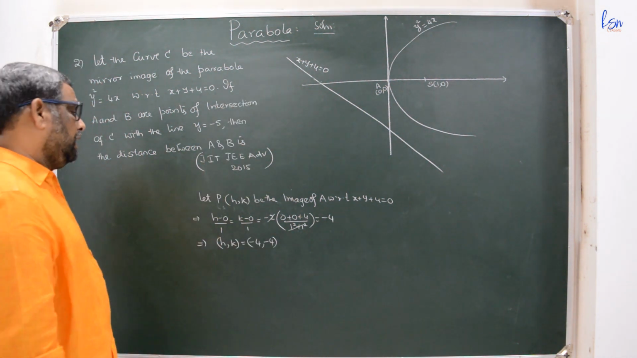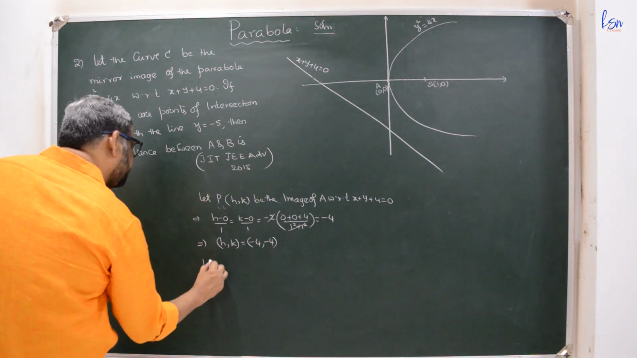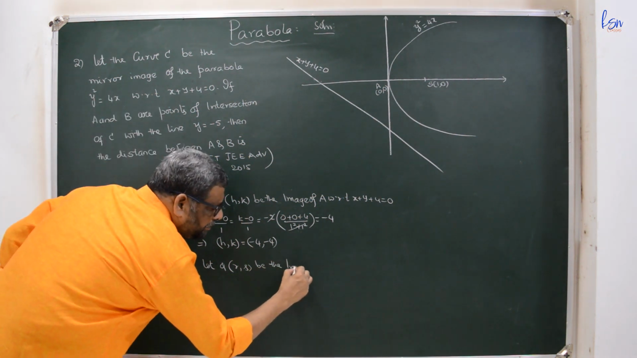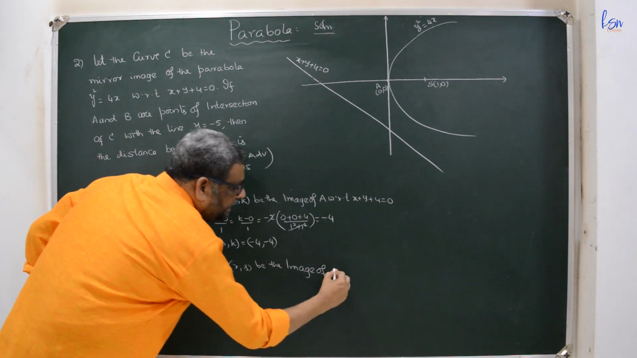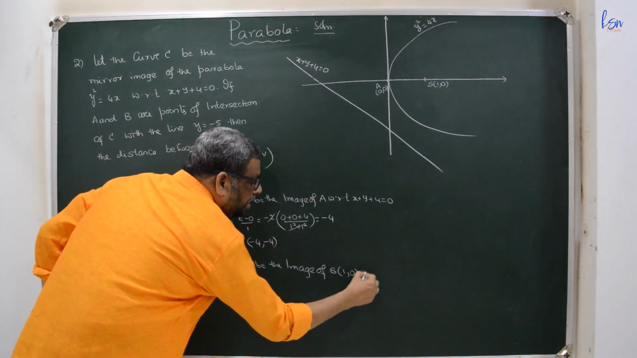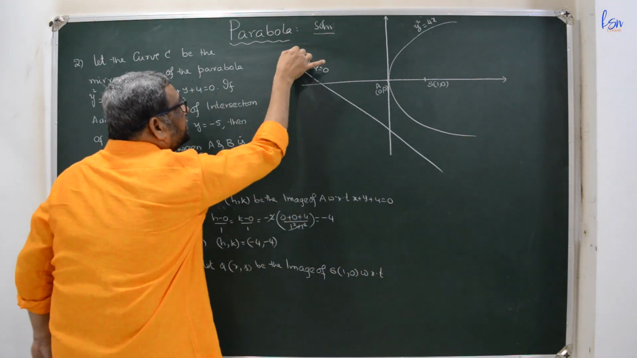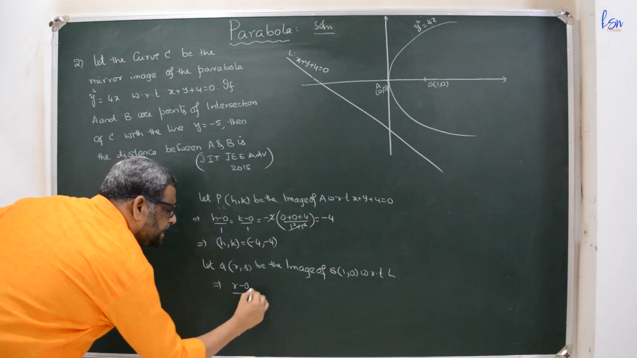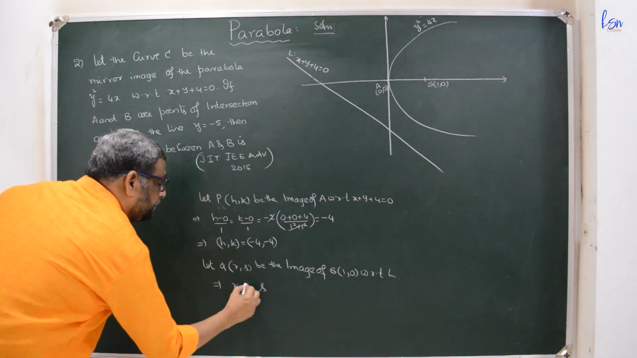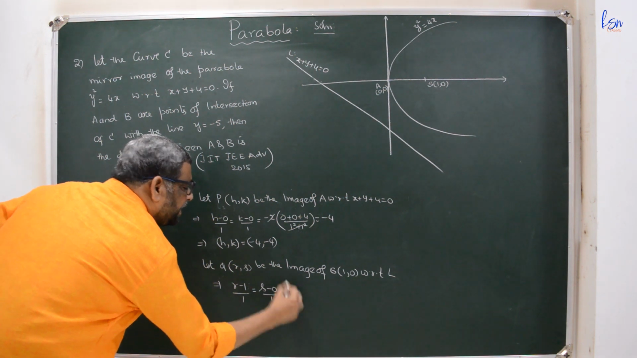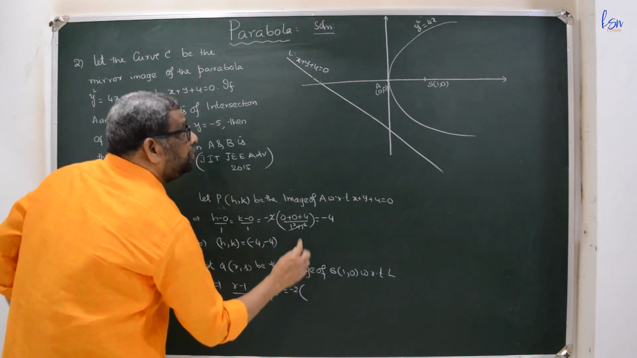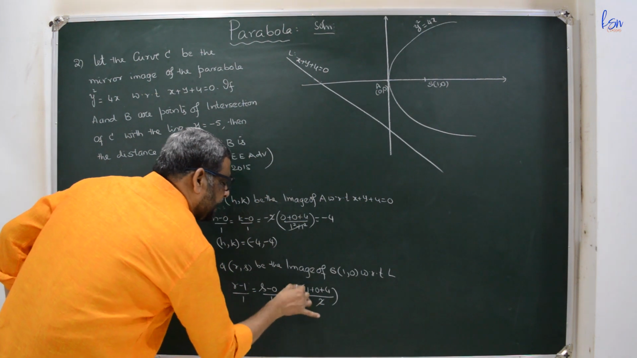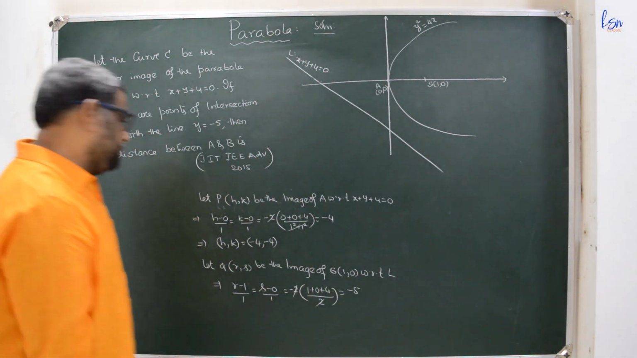Now we will consider, let Q(R, S) be the image of (1, 0) with respect to the line L. Let us call this the line L. It implies (R minus 1)/1 is equal to (S minus 0)/1 equal to minus 2 into (1 plus 0 plus 4)/2, and this 2 will get cancelled. This is minus 5.